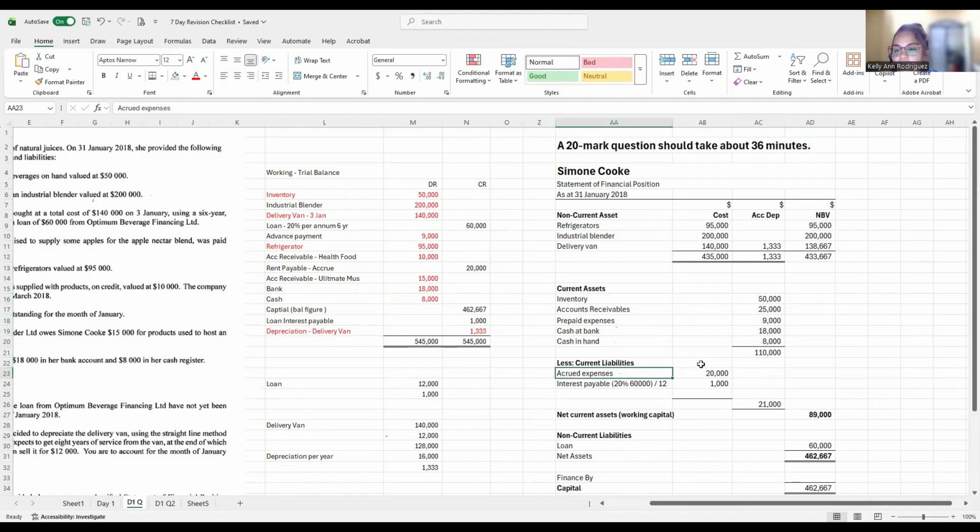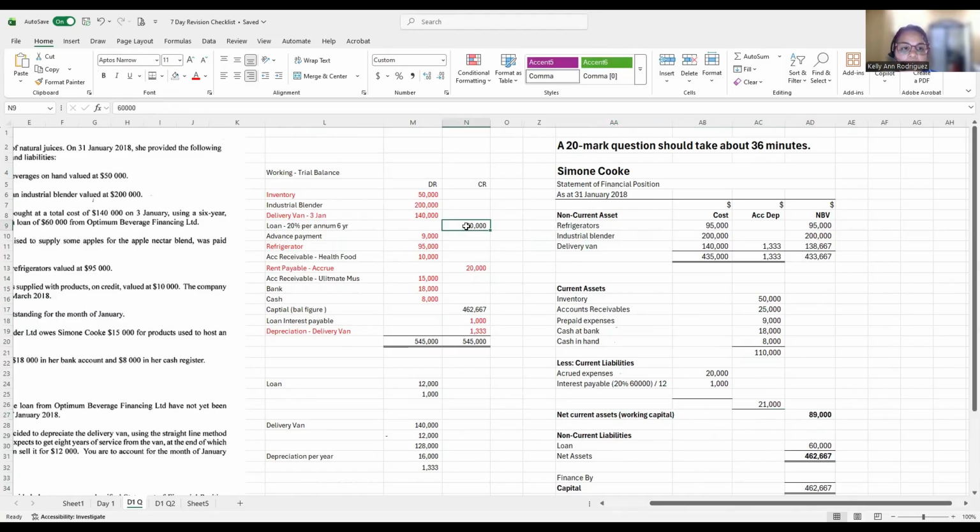Now you minus your current liabilities, which is your accrued expenses, which would be on your credit side. So you have your rent payable, which is accrued for. You have your interest payable, which is the 1,000 that is your loan interest. All of your current liabilities, you get a subtotal and minus it from your current assets. You get your net current assets, which is your working capital.